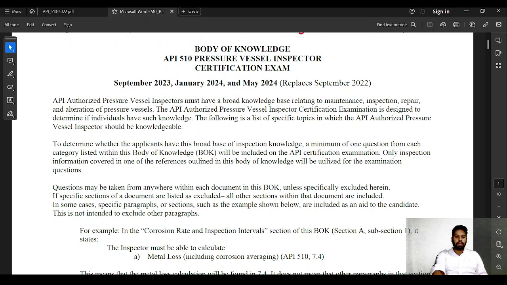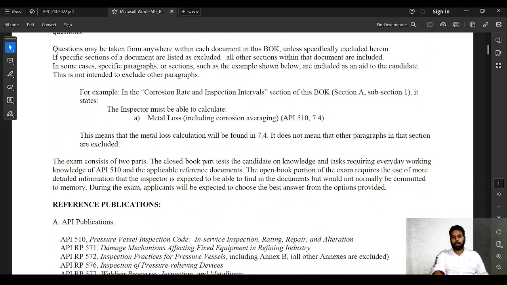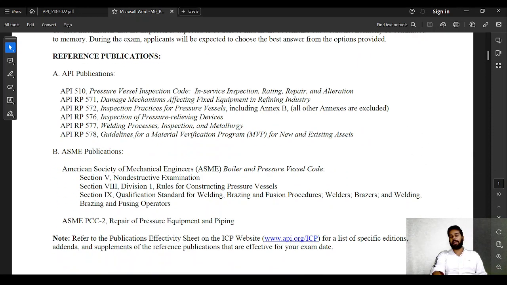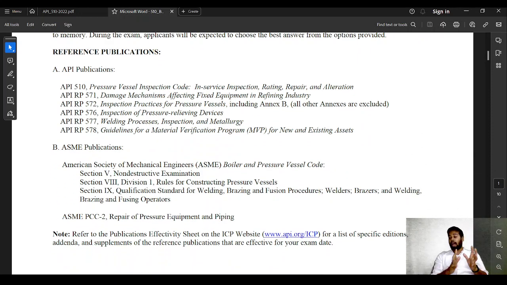So first of all, for example, multiple things are given here. There are referenced publications. These are some codes and standards that are going to be part of the examination because they are generally going to be related to pressure vessels. Obviously, we'll talk about each and every one of them.